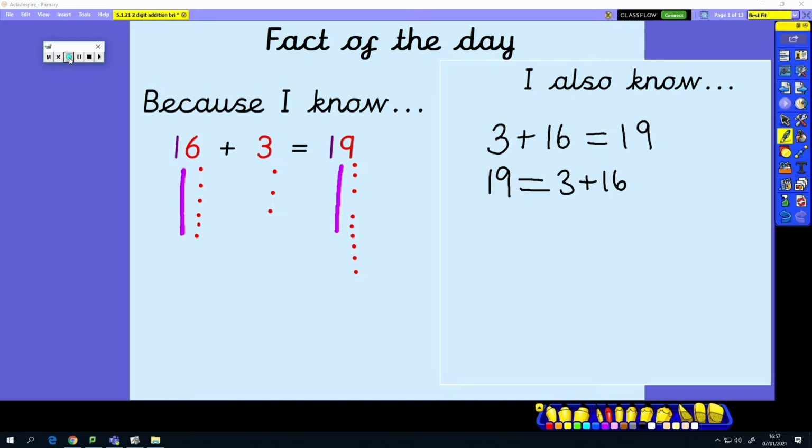I wonder if you remembered to do any subtraction facts. I know from this fact that 19 take away 16 equals 3. Now you have done those ones, let's see if we can add some tens as well. Because I know that 16 add 3 equals 19, I would also know that 36 add 3 would equal 39. Pause me again and see if you can come up with your own bigger facts from that one.